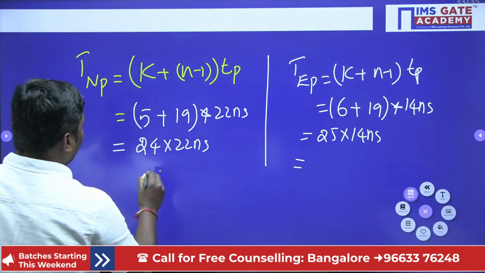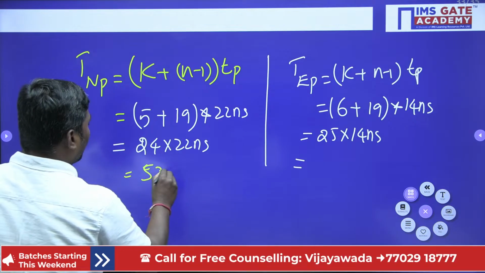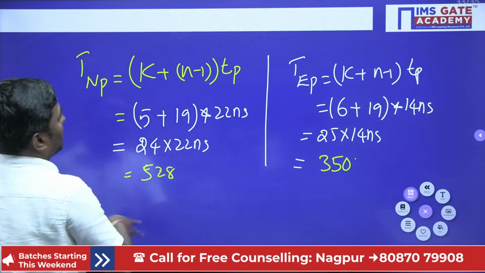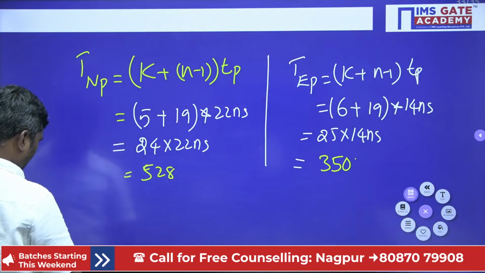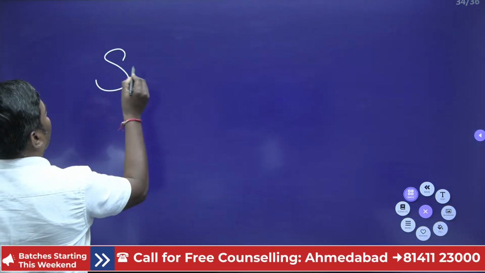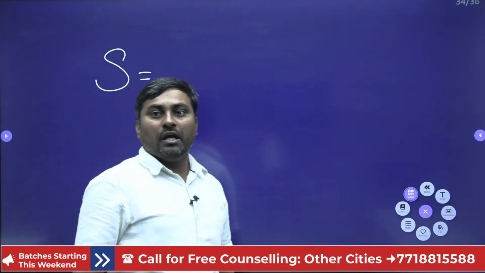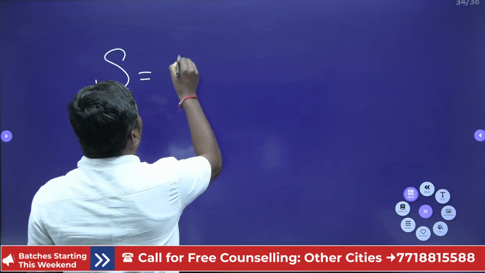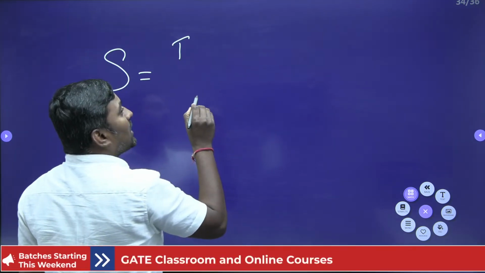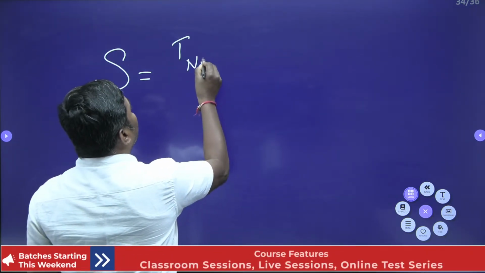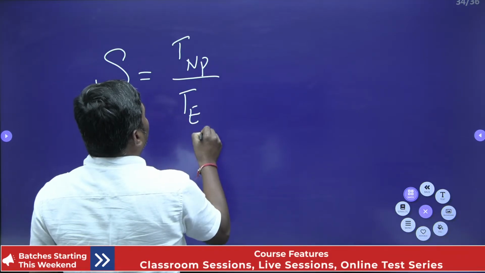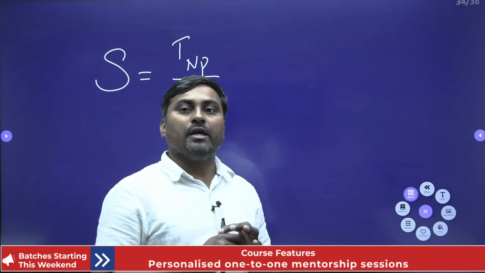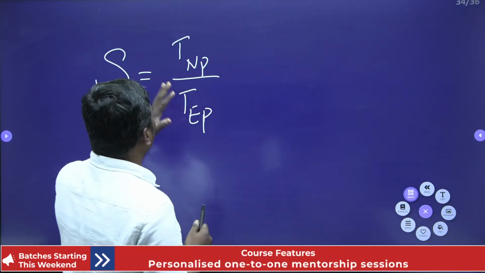That is 350. So now, 528 and this is 350. What are they asking here? They are asking for the speedup factor. They said NP over EP. So should I write NP by EP or EP by NP? You should write NP by EP. Please do not get confused, because we are preferring EP over NP. So the time is NP by EP.